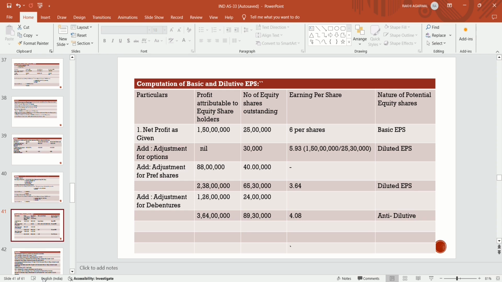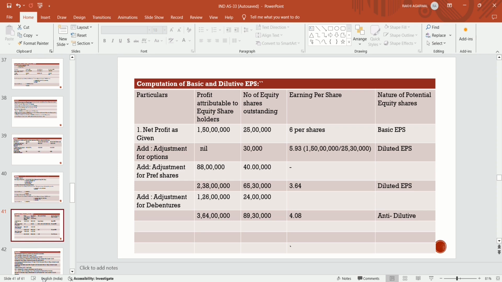So the total becomes 1 crore 50 lakhs plus 88 lakhs plus 1 crore 26 lakhs, which is 3 crore 64 lakhs. The number of shares outstanding becomes: in case of basic, 25 lakhs; in case of option, 30,000; in case of preference share, 40 lakhs; in case of debenture, 24 lakhs. So the total is 25 lakhs plus 30,000 plus 40 lakhs plus 24 lakhs, which is 89 lakh 30,000.